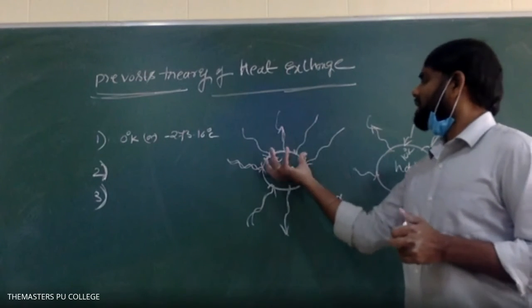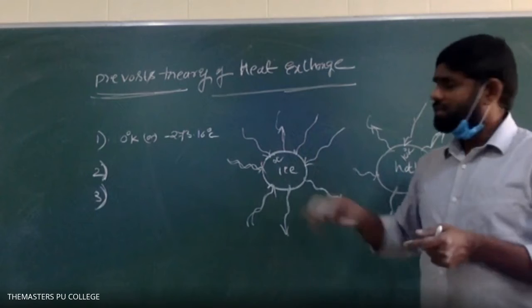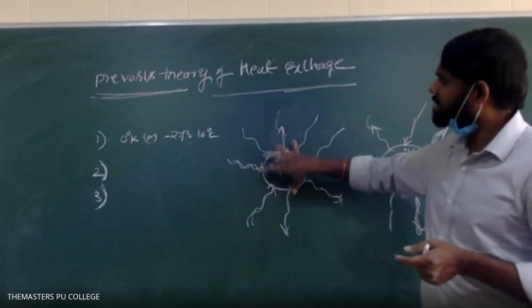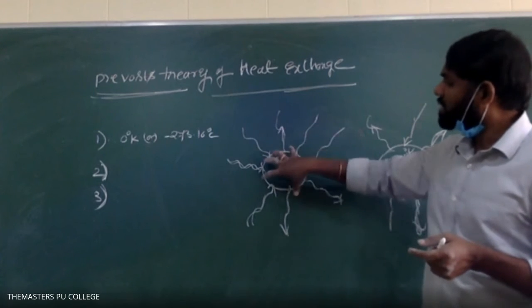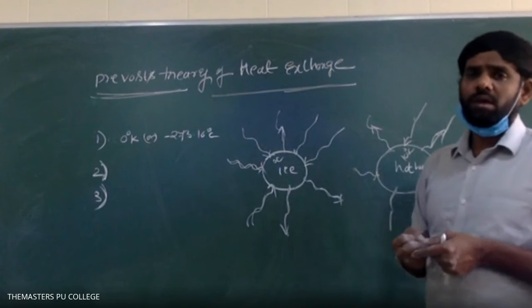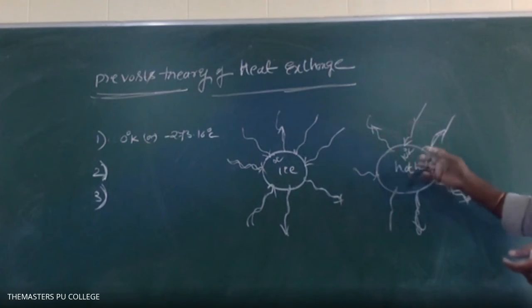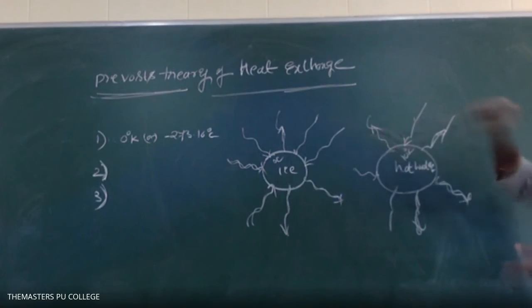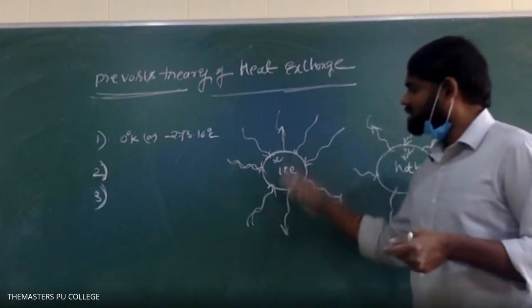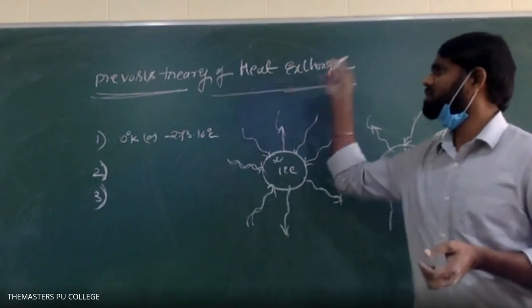But then why does the temperature of the ice increase and the ice start melting? The reason is this only. The ice will emit thermal radiation, but the amount emitted by the ice is less than the amount of thermal radiation absorbed by the ice. Here, the amount of radiation emitted by the hot water is more than the amount absorbed by the hot water. So hot water temperature falls and ice temperature rises. These are the three points in the previous theory of heat exchange.